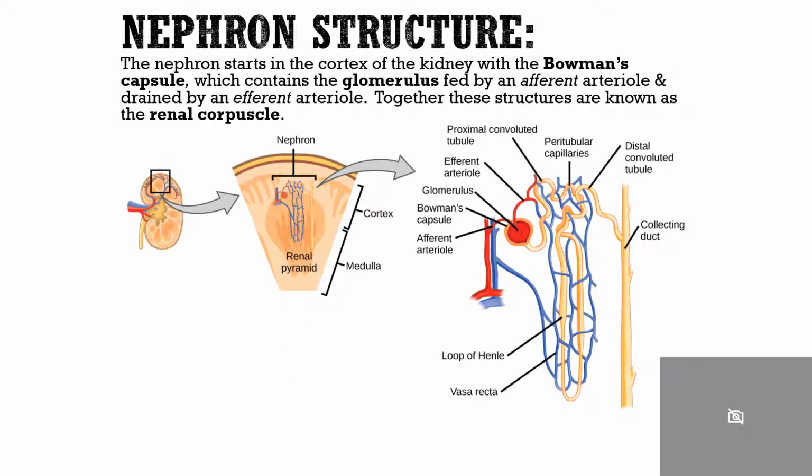Nephron structure. The nephron starts in the cortex of the kidney with the Bowman's capsule, which contains the glomerulus. This is fed by an afferent arteriole and drained by an efferent arteriole, and together we term these structures as the renal corpuscle.